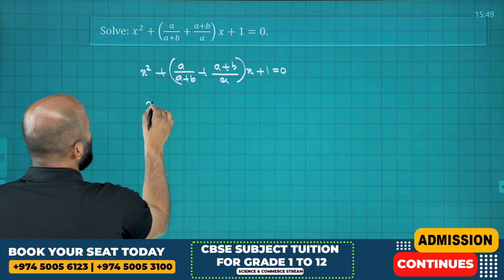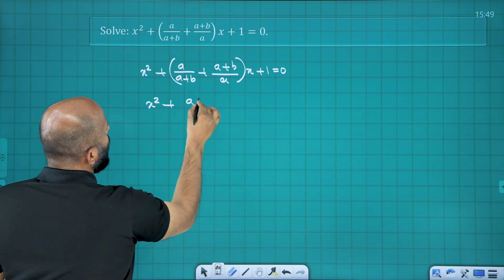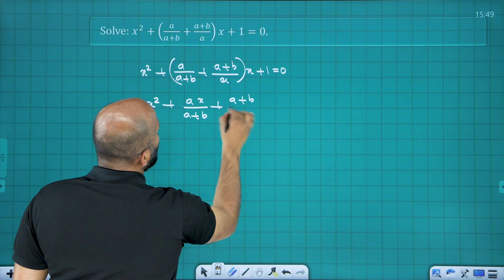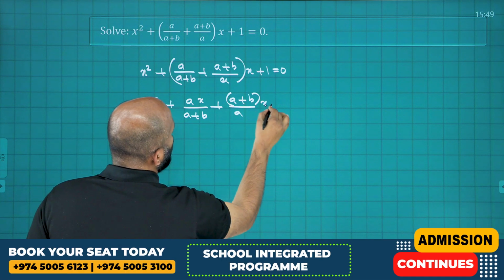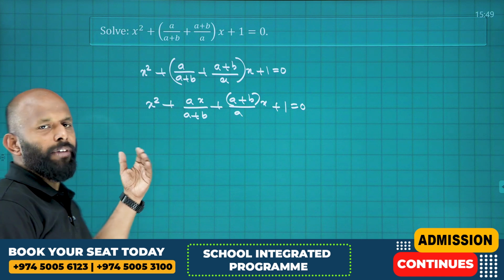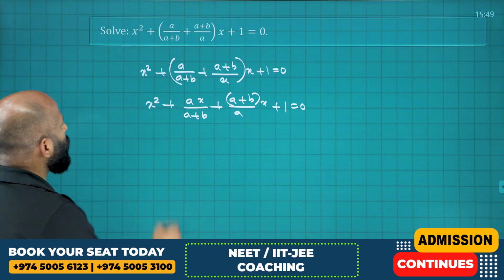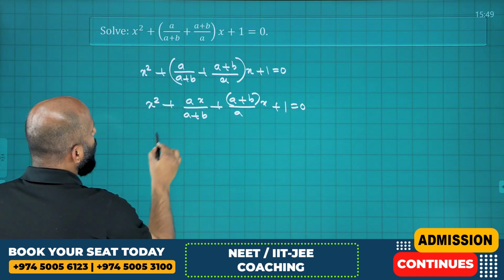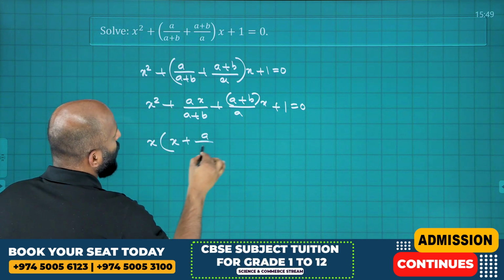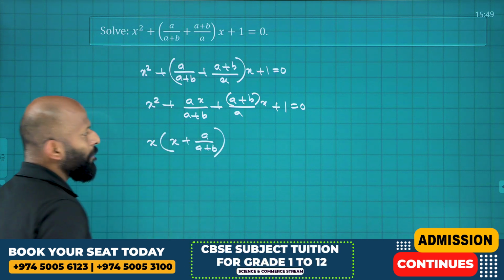Here we can open the bracket. x² + ax/(a+b) + ((a+b)/a)(x+1) = 0. Next, how can we take a term common out? Here I can take x common out. If I take x common, we get x(x + a/(a+b)).